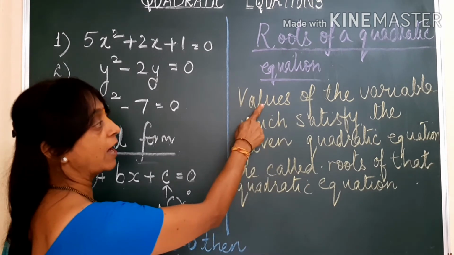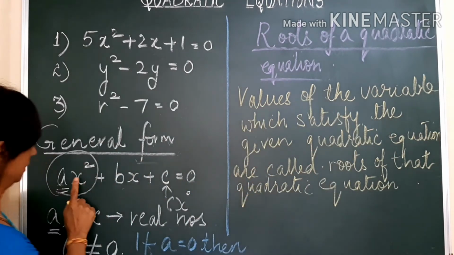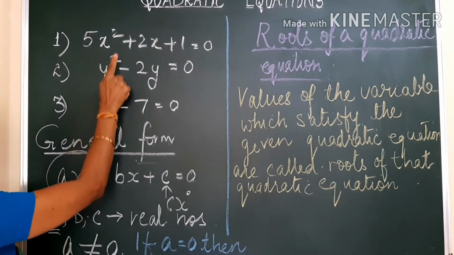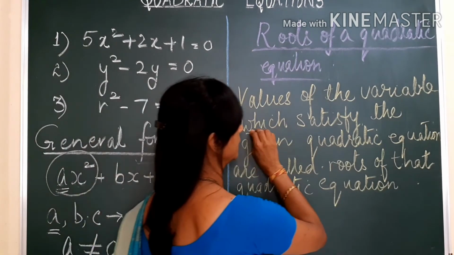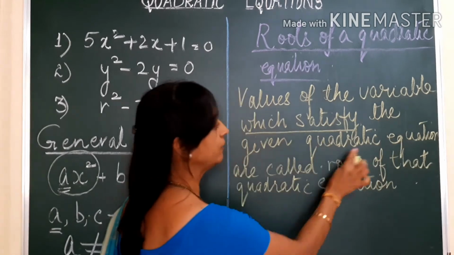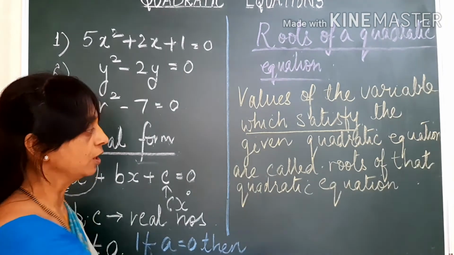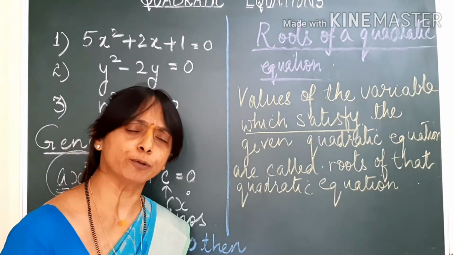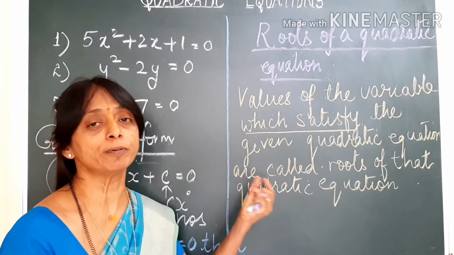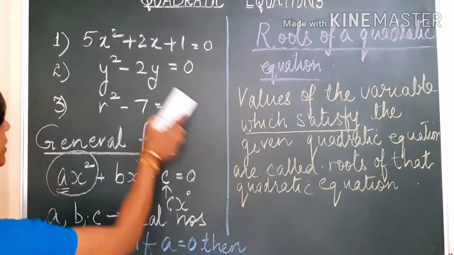It means the values of the variable. The values of the variable in any quadratic equation which satisfy the given quadratic equation will be called the roots of the given quadratic equation. Let's understand this more precisely by taking examples, children.